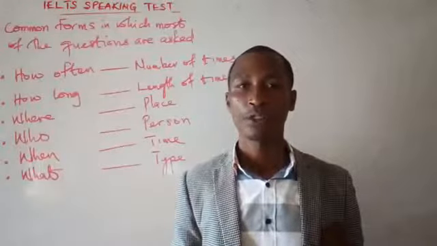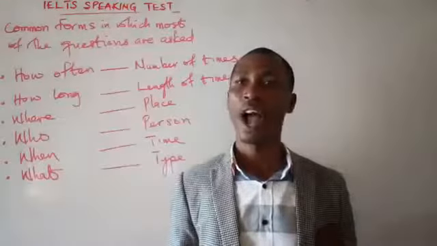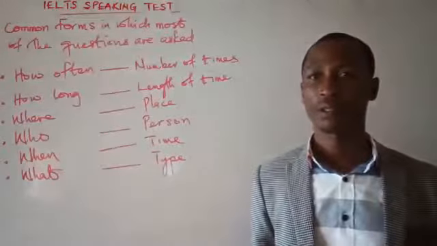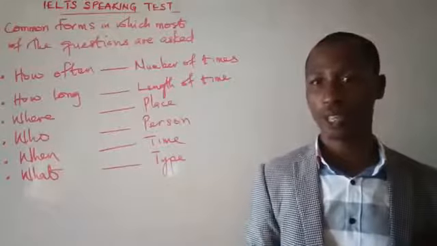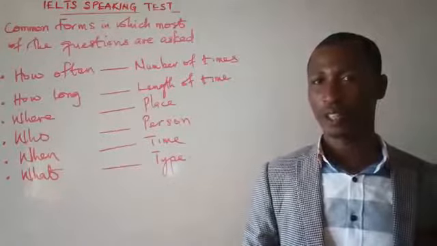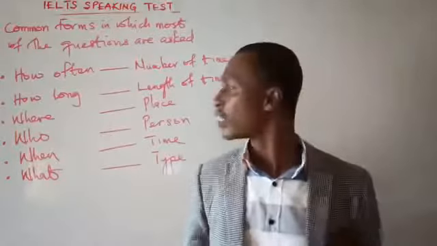So let me say your favorite food is probably rice and beans. How often do you prepare it? You prepare it probably twice a week or thrice a week. So every week you prepare it 3 times. Is that okay? Then we look at the second one.